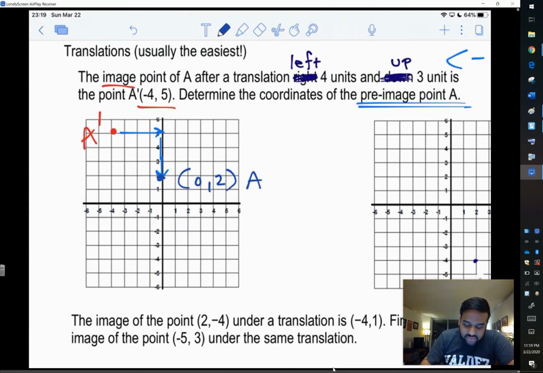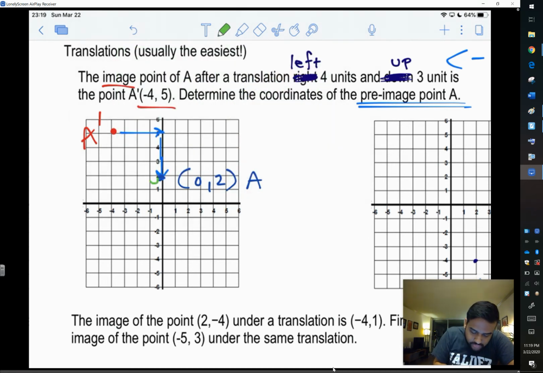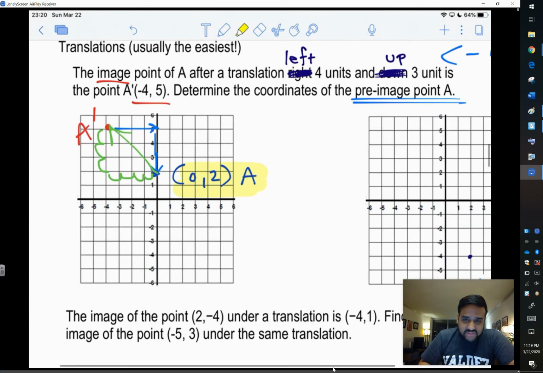Let's check to see if that's right. From there, if I go left 4, 1, 2, 3, 4, okay, and up 3, 1, 2, 3, hooray! That vector would indeed take me from pre-image to image. So my final answer is 0, 2. Kind of a similar problem in some ways.